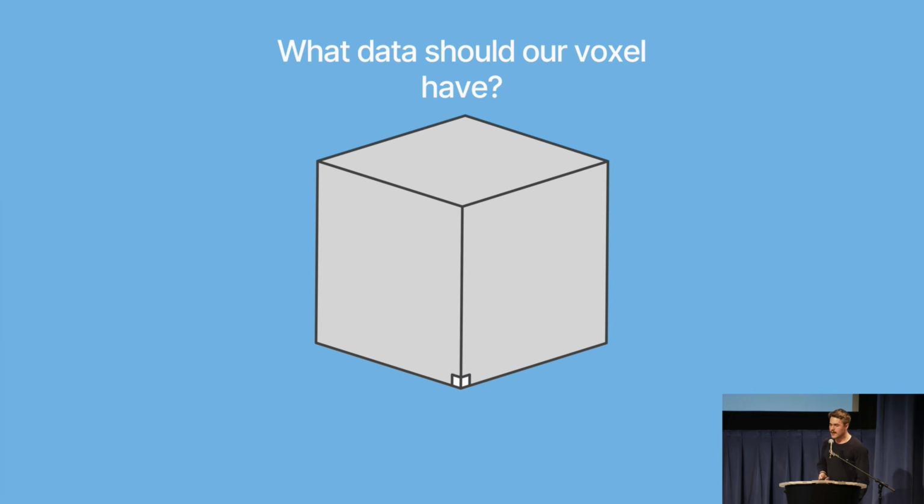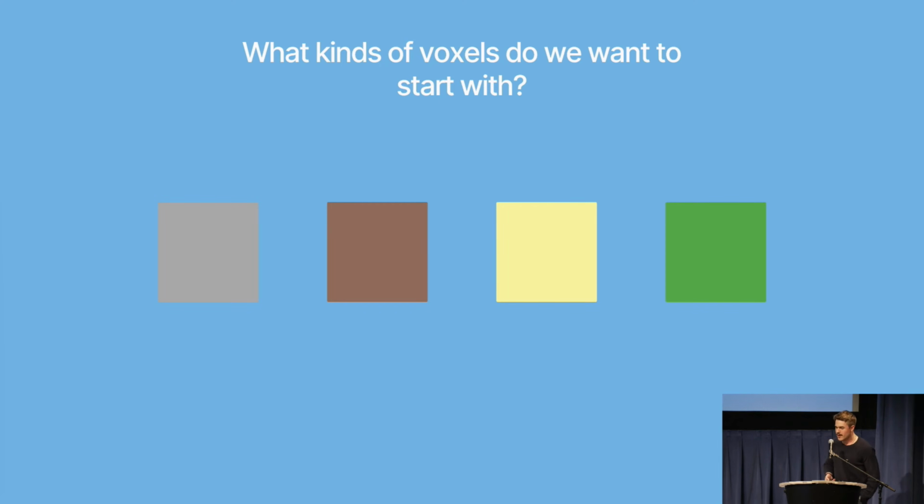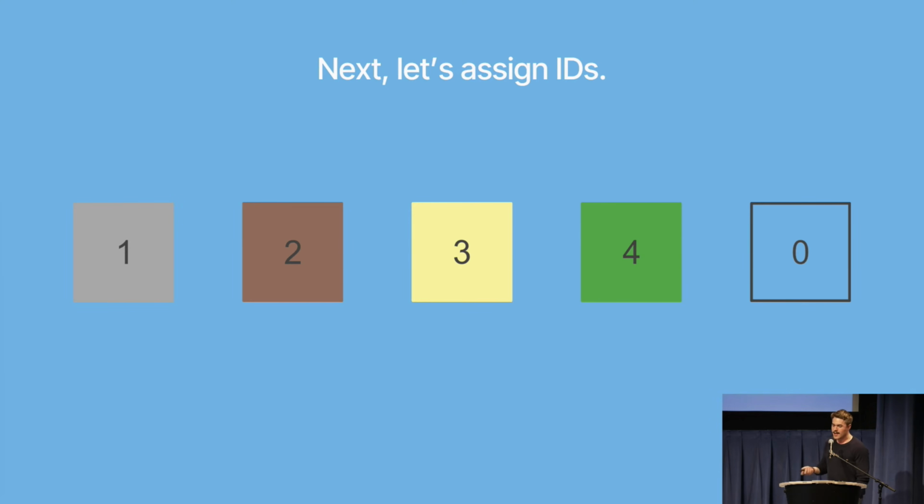Okay, but what kind of data should our voxel have? Well, let's say we want a dynamic world, we want different kinds of voxels, we want variation. So let's have some different voxel types. What kind of voxels do we want to start with? Well, let's just say we start with stone, dirt, sand, and grass, all right? But we need a way to uniquely identify these voxels, right? Because we have these 4 types. How do we know which voxel our voxel is? What we can do is assign unique identifiers, right? So we can assign stone to 1, dirt to 2, sand to 3, grass to 4, and then air to 0, which is really just the absence of a type.